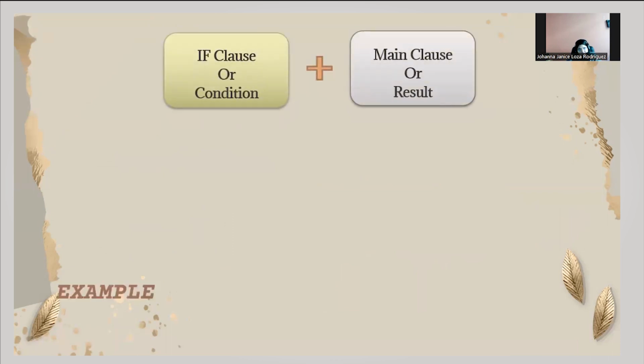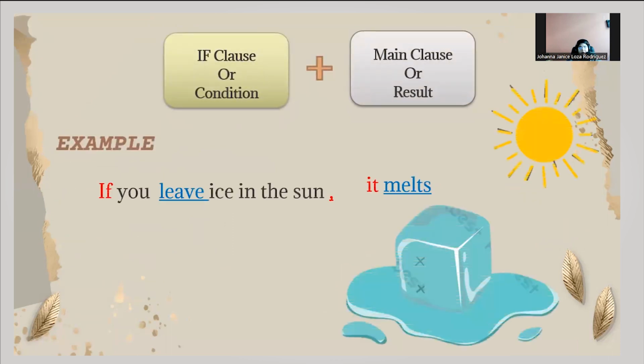Another example, okay, students, really simple. If you leave ice in the sun, my condition is this one. My condition always starts with if or when. Then my sentence in simple present. You leave ice in the sun, comma. My result, what is my result for this condition? It melts. And of course, that is true. This will never change. You are not going to get much ice, right?